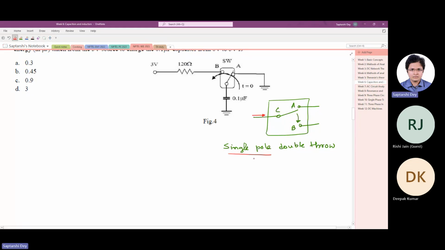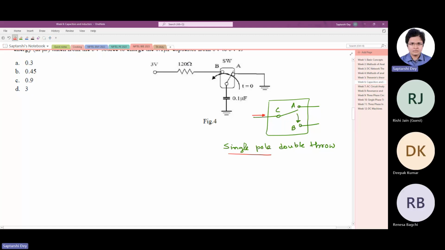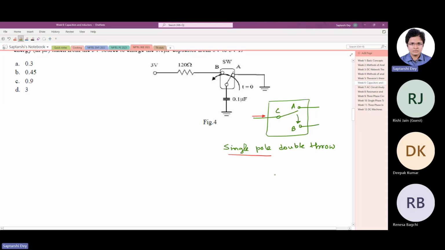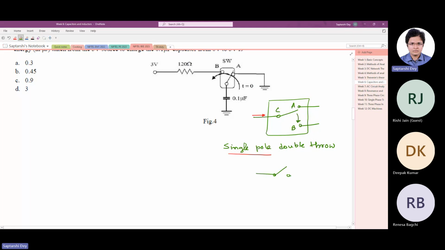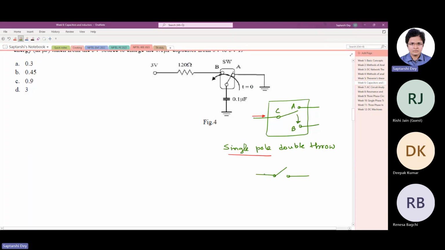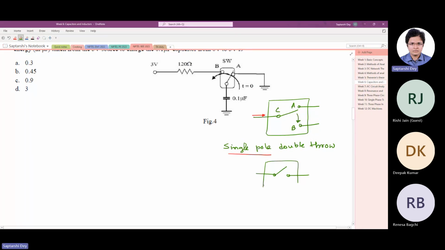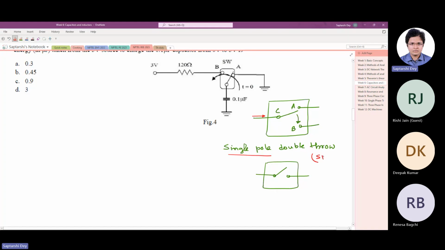And double throw, because the switch can be either at position A or at position B. So this is called a single pole double throw switch. The regular switch that is present in your plug point to turn on your lights and fans in your room, they are like this. Okay, this single pole double throw is called SPDT in short.